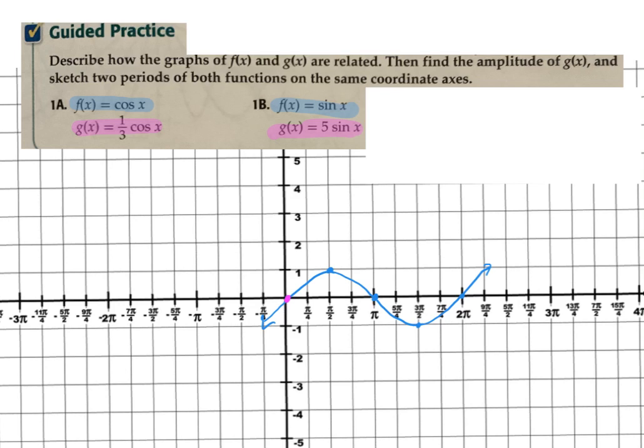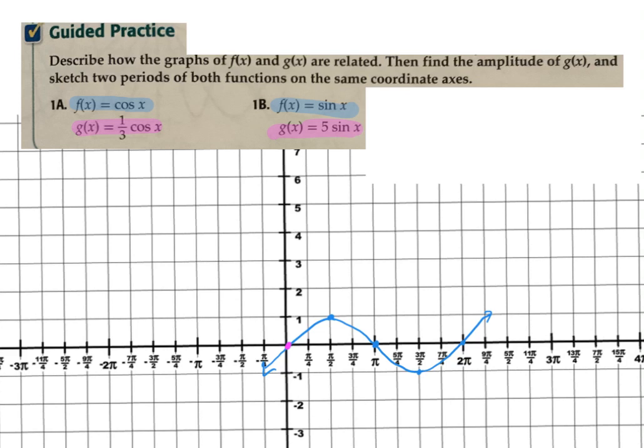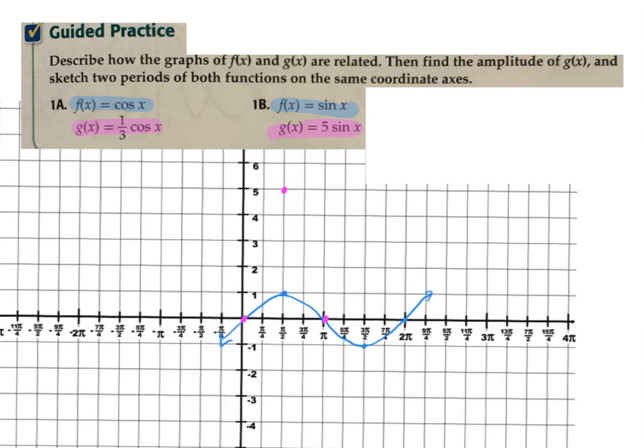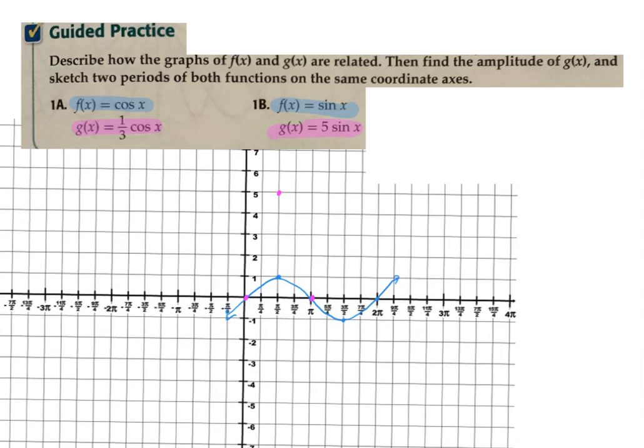And I'm going to shift this guy down. There we go. I'm going to go all the way up to 5. Back down to 0. Down to negative 5. And back up to 0. So this guy is going to look like this. Oh, missed him. Try it again. He's much sharper. Oh, darts. I only did it up to 1. And that would be 5 sine of x.